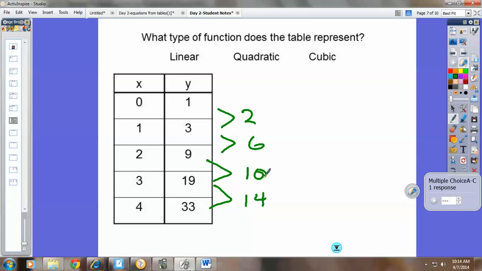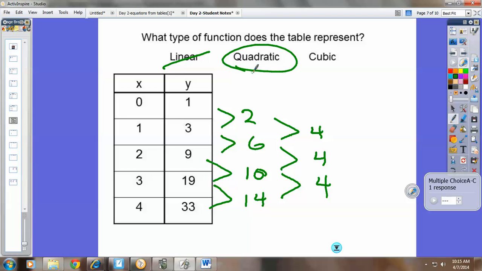The first difference is not the same, is it? So we know it's not linear. Look at the second difference. 6 minus 2, 10 minus 6, 14 minus 10. The second difference is the same, so what does that tell you about this table? It's quadratic.